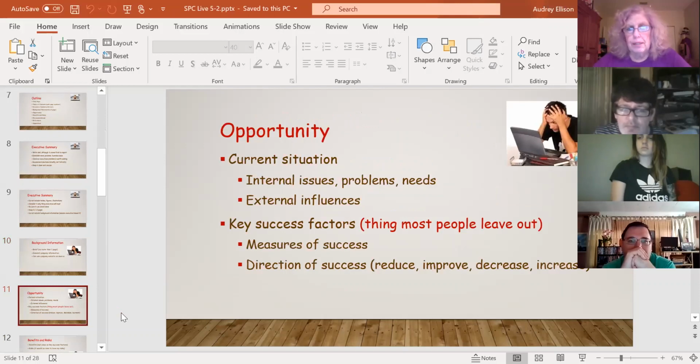The opportunity is the current situation. The internal issues, needs, and problems. This is one of the things that you are saying in the executive summary, but it's your current situation. And then any external influences. Chester mentioned he's doing Amazon and COVID. The internal issues right now might be at Amazon that they are struggling to get packages out to customers in a timely fashion. Yeah. The external influence is COVID.